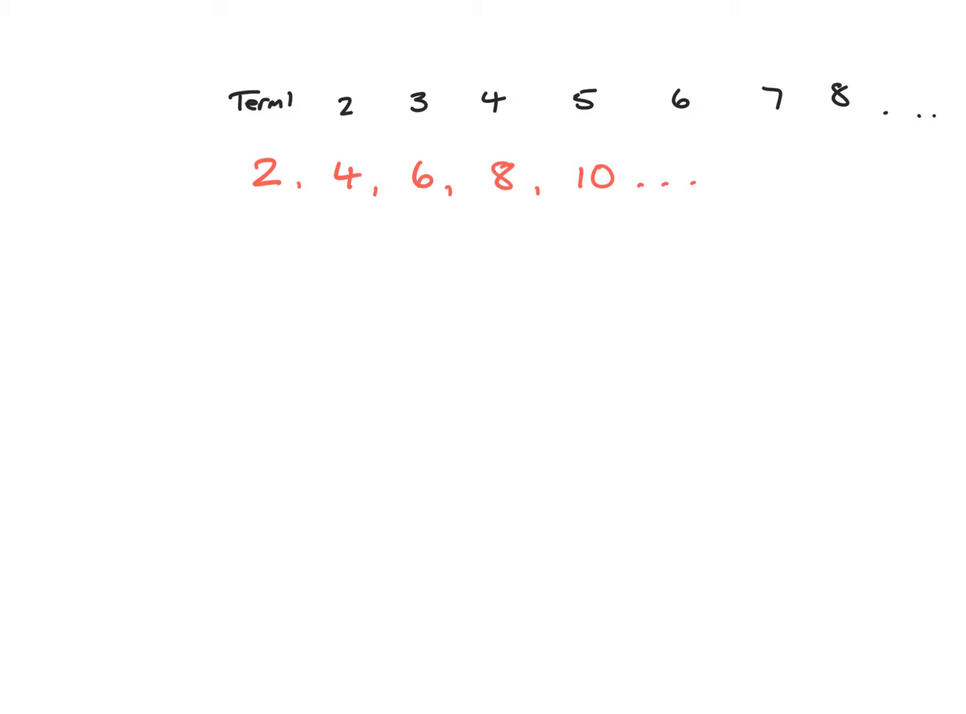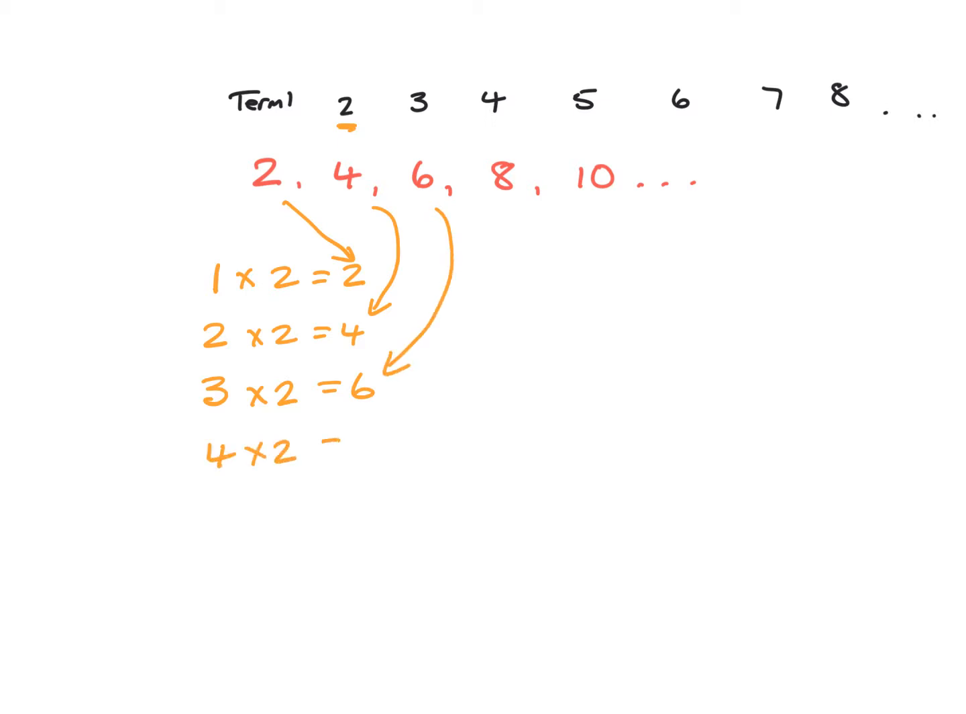I'll describe that algebraically and I'll say, well, term 1 multiplied by 2 is equal to 2, and that would be that number over there. Term 2 now, so term 2 multiplied by 2 is going to give me 4, and that would be correct. Term 3 multiplied by 2 is equal to 6, and that's correct. Term 4 multiplied by 2 is equal to 8, and once again that's correct. And term 5 multiplied by 2 is equal to 10, and that one would be correct.